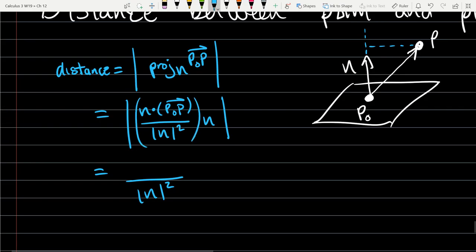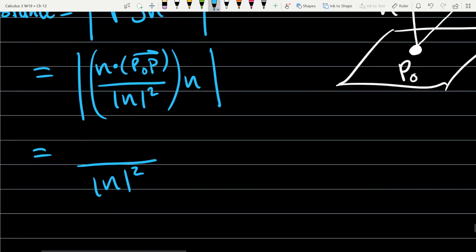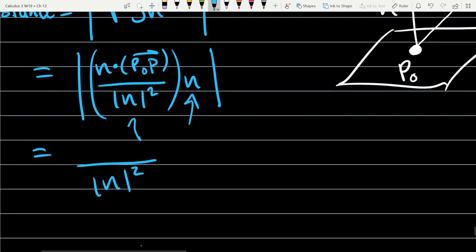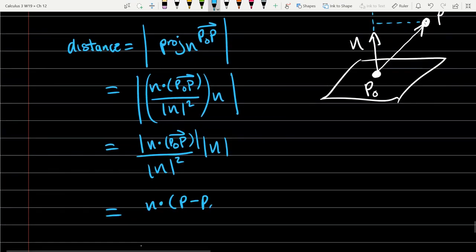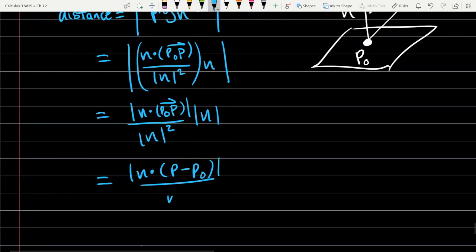The way I am viewing this, we get a scalar in these big parentheses. You're really multiplying a vector times the scalar right there. That means I can take the magnitude of the vector and the absolute value of this scalar. Now I can cancel one of the magnitudes of n with the n squared. And P naught P is P minus P naught, so we get n dot P minus P naught, divided by the magnitude of n, and we do have to take the absolute value of this. If you had a negative, the distance is always positive. So there's our distance formula.